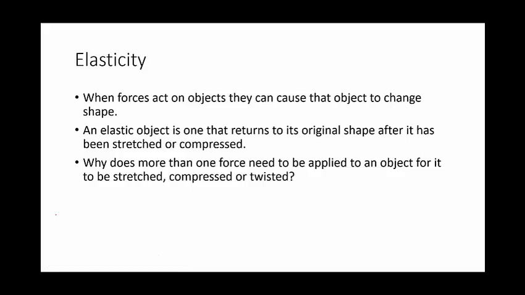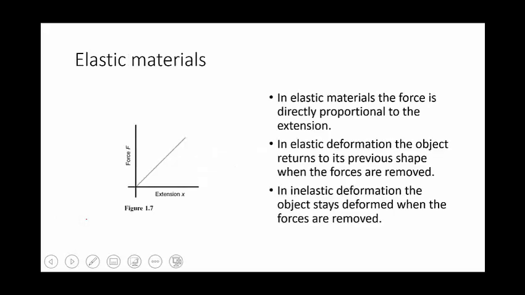When forces act on objects, they cause that object to change shape. An elastic object is one that returns to its original shape after it has been stretched or compressed. Now, quick thing to think about, why do we need more than one force if we're going to stretch, compress, or twist an object? Well, the reason for that is if you try to do that with just one force, you're just going to move the object rather than causing the change in shape.